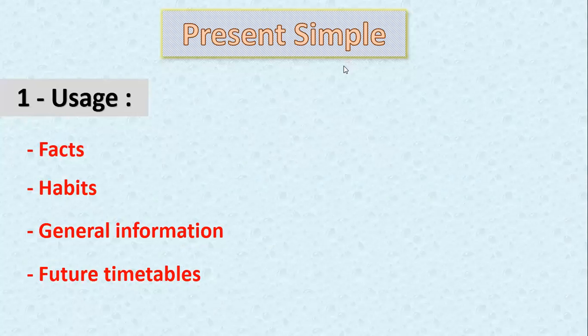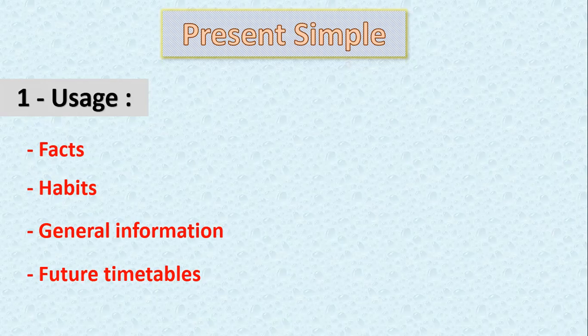We use this tense to talk about scientific facts. Scientific facts, like something that's always true, something that never changes. Like for example, the sun rises in the east. This is something that never changes, inshallah, in the hereafter, in the day of judgment, it will rise from the west. Like water boils at 100 degrees. This is a scientific fact.